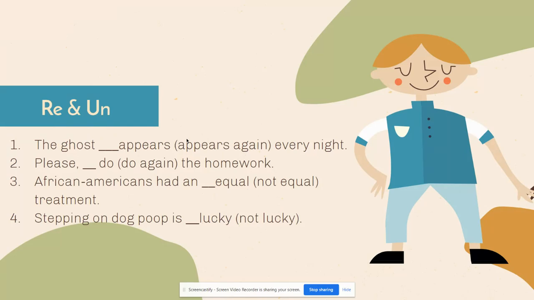So let's see. Number one, it says the ghost blank appears every night. If I want to say appears again, what prefix would I use? And then I would write it here in the blank space. Number two, please blank do the homework. If I want to say do again, what prefix would I use?